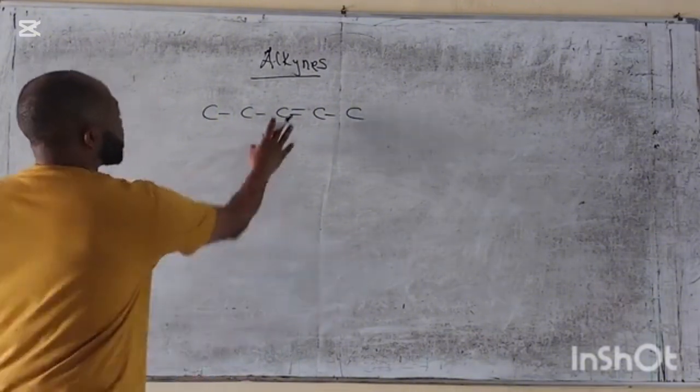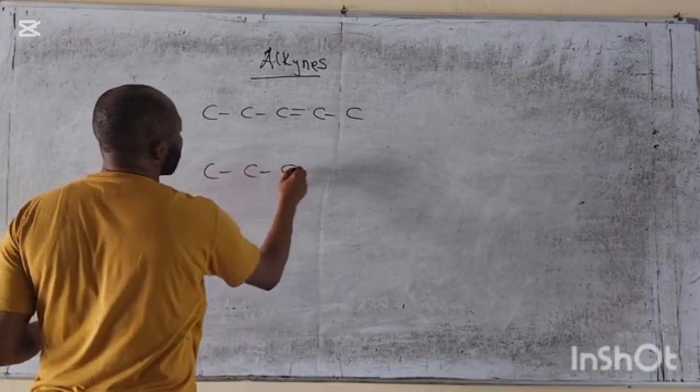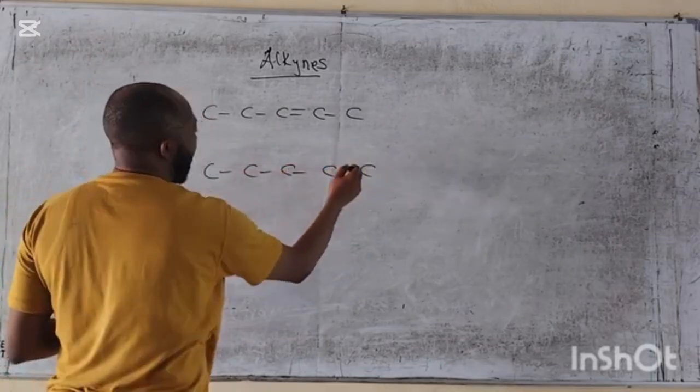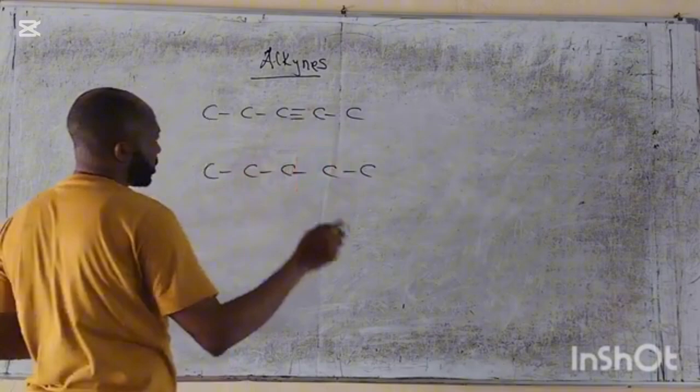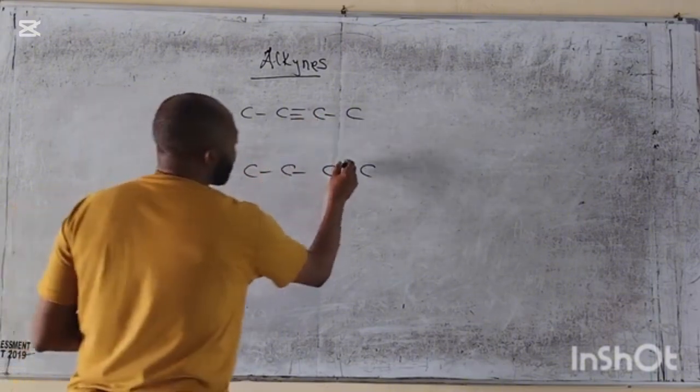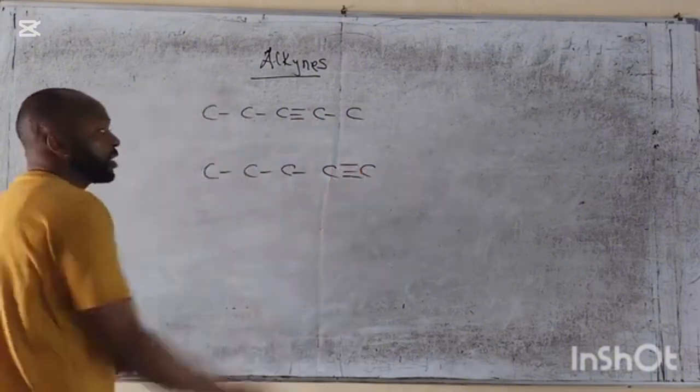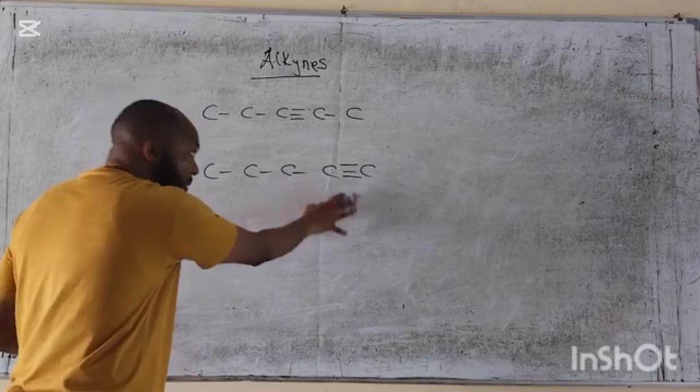Alright? So this is 1. The next one, 1, 2, 3, 4, 5. Pentyne has a triple bond, sorry. This is 2-pentyne. I can put my pentyne here. This is 1 isomer. This becomes 1-pentyne or normal pentyne.